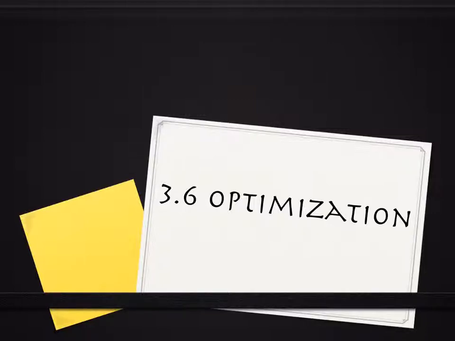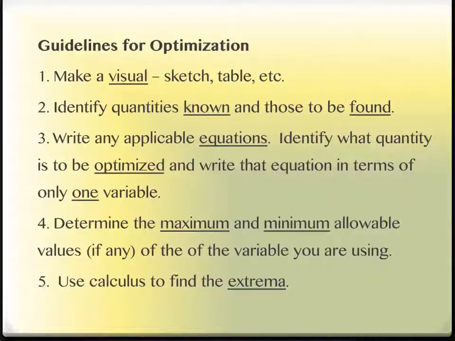Well, biggest and smallest something sounds an awful lot like maxes and mins. And maxes and mins with calculus are found how? Derivatives. And we set them equal to 0, right? That's how we're going to do this. So I'm going to give you kind of a list of how we go about solving these problems.